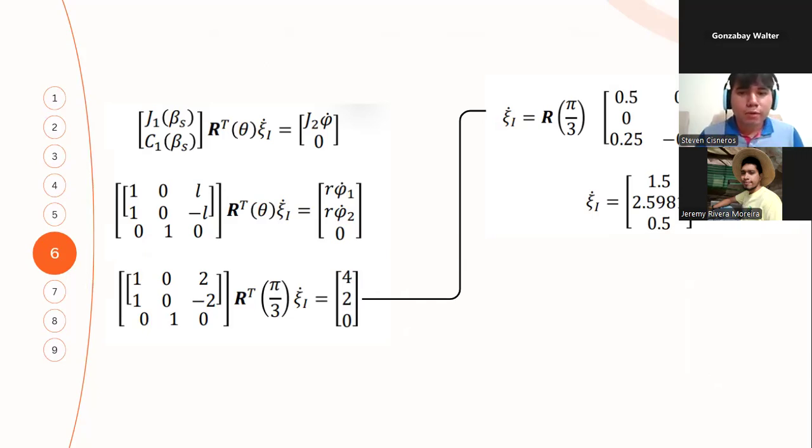The final calculation of this matrix multiplication directly yields the velocity, resulting in a linear velocity of 1.5 and an angular velocity of 2.59, thus completing the forward kinematics.